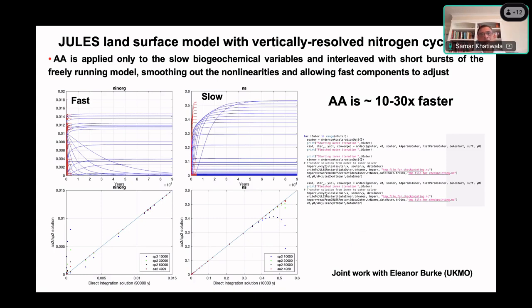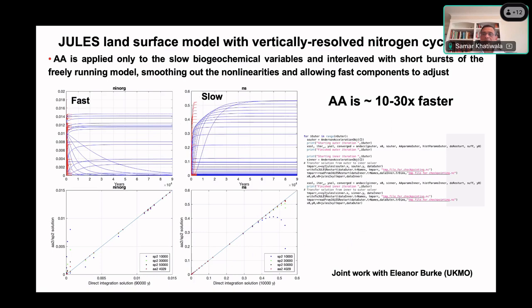What you see on the left-hand side are the fast tracers. This is inorganic nitrogen, and this is the slowly evolving tracer, the soil nitrogen stock, basically. This is in a particular vertical column. You can see that the direct time integration is going to take 40 to 50,000 years to get to some kind of equilibrium, whereas with Anderson, we can get there within about 500 iterations or so. So depending on where you are on the surface of the planet, Anderson is between 10 and 30 times faster in this case.